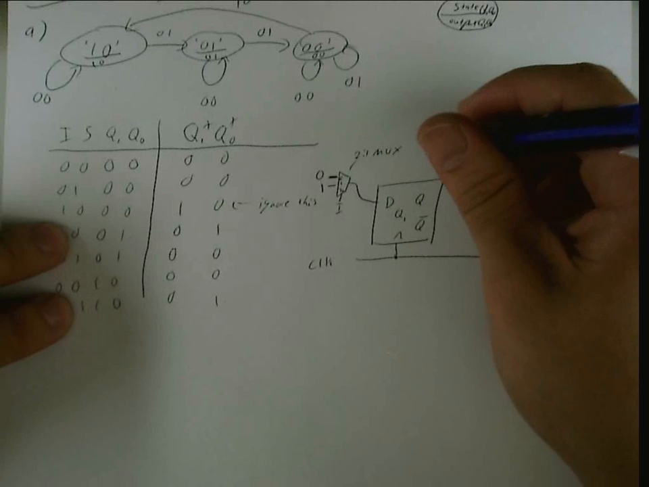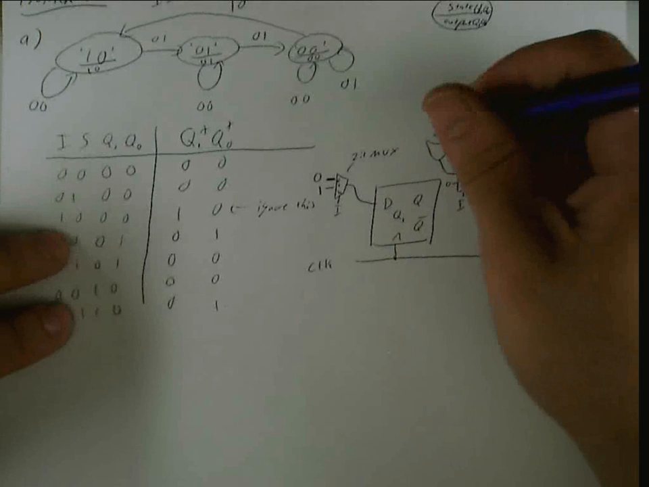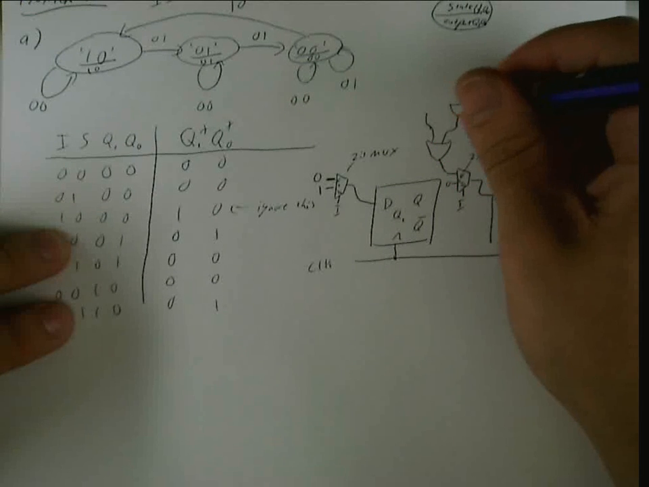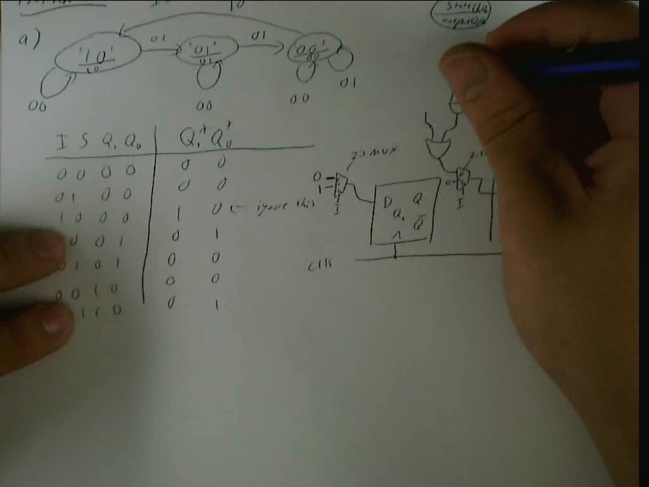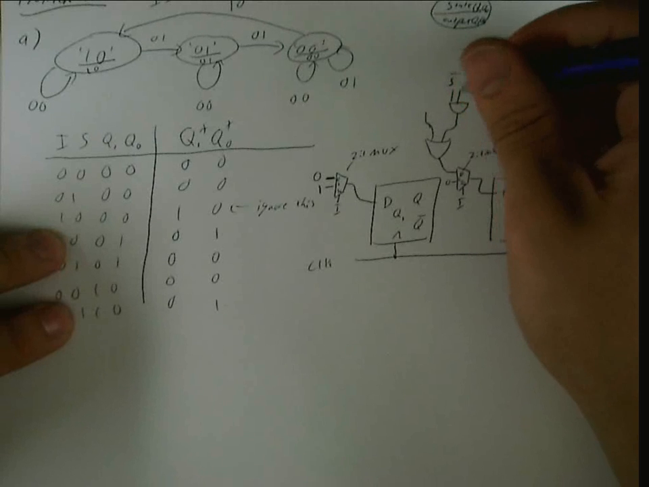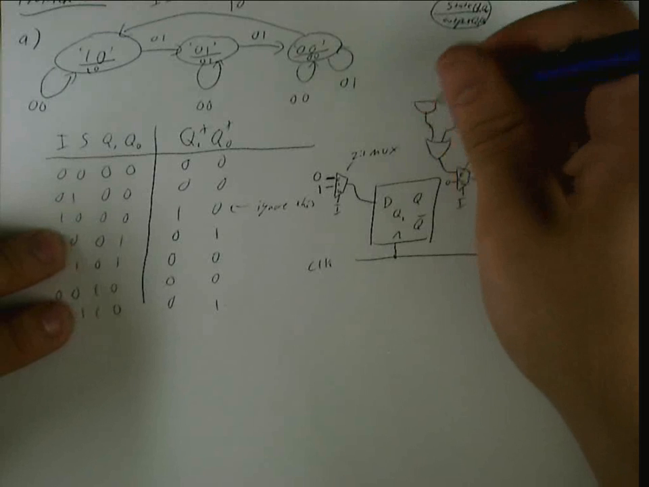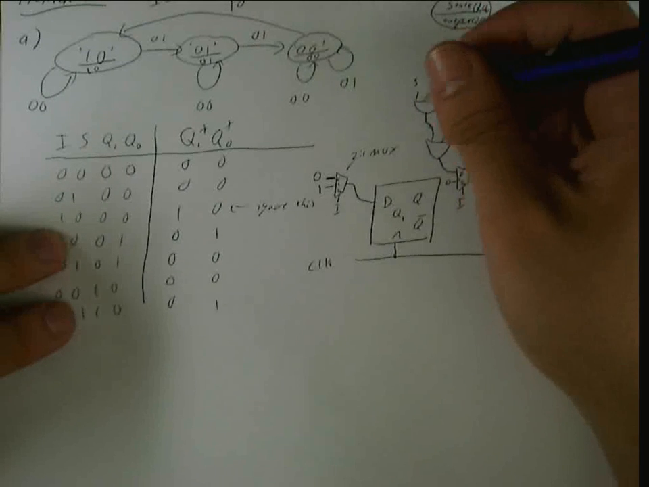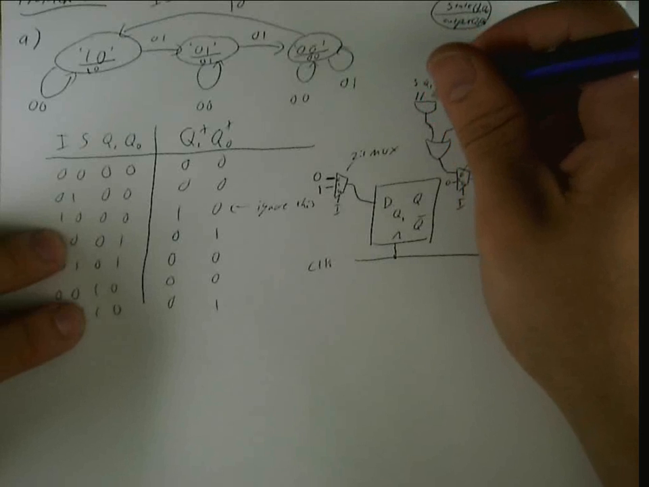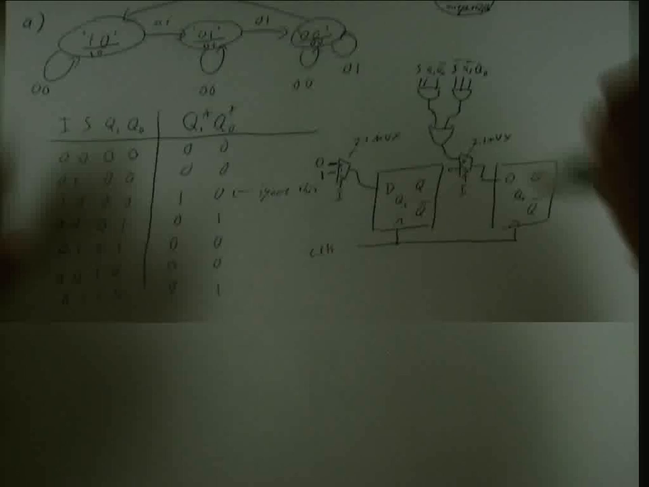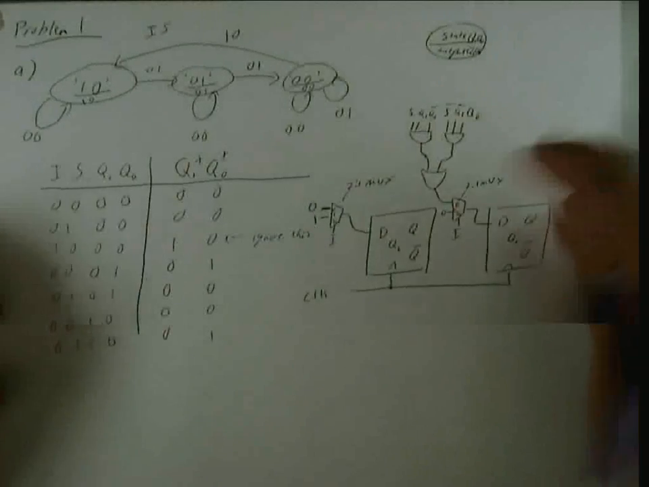I need to figure out how to draw this. So I'm going to put an OR gate into here, and I'm going to have 2 AND gates. So I'm going to have an AND gate here with S bar, Q1 bar, and Q0. And I'm going to have another AND gate here with S, Q1, and Q0 bar. And that basically makes my counter.